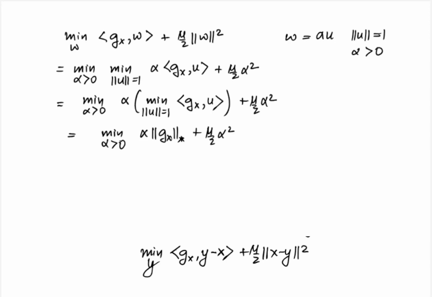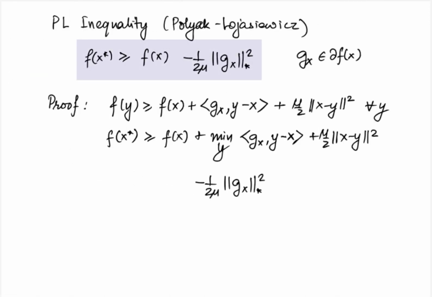So differentiating with respect to alpha and setting the derivative equal to 0, we get alpha equal to 1 by mu dual norm of gx. Substituting, we get minus 1 by 2 mu dual norm of gx square. So substituting this back, we get the required PL inequality.